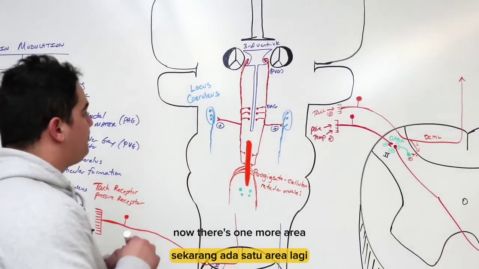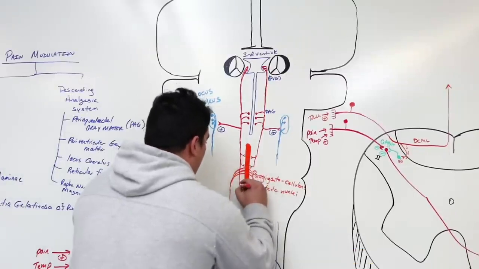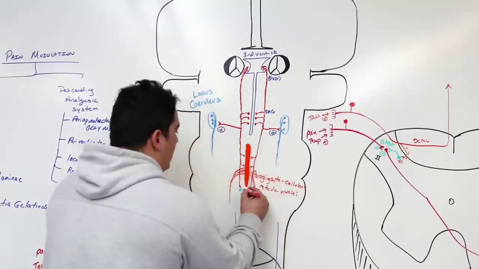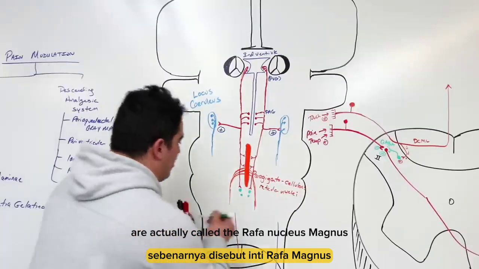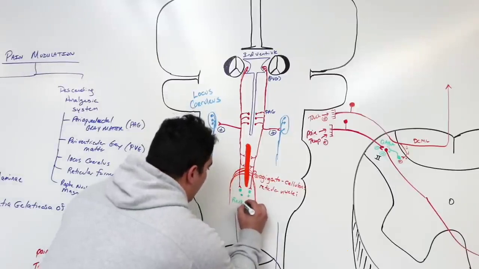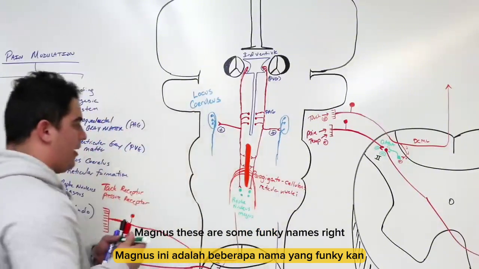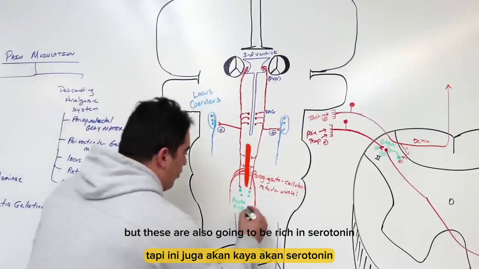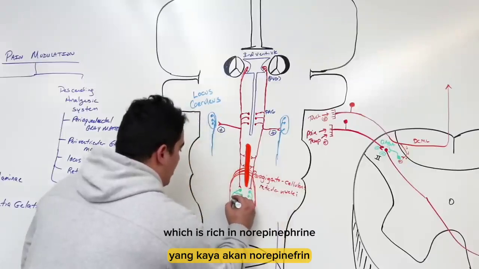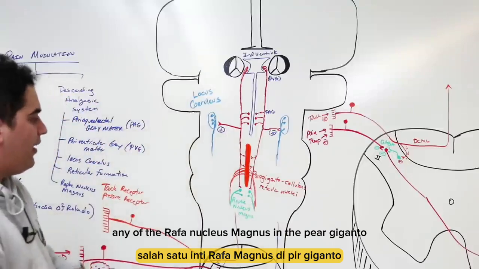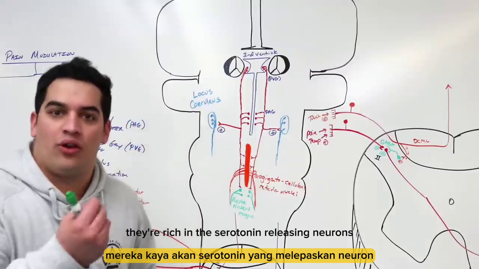Now, there's one more area, which is also important. The periaqueductal gray matter can also give stimulation to these nuclei. These green nuclei are actually called the raphe nucleus magnus. So what would you call these ones? The raphe nucleus magnus. These are some funky names, right? But these are also going to be rich in serotonin. Okay, so you have the locus coeruleus, which is rich in norepinephrine, and you have the raphe nucleus magnus and the paragigantocellularis reticular nuclei. They're rich in the serotonin-releasing neurons.